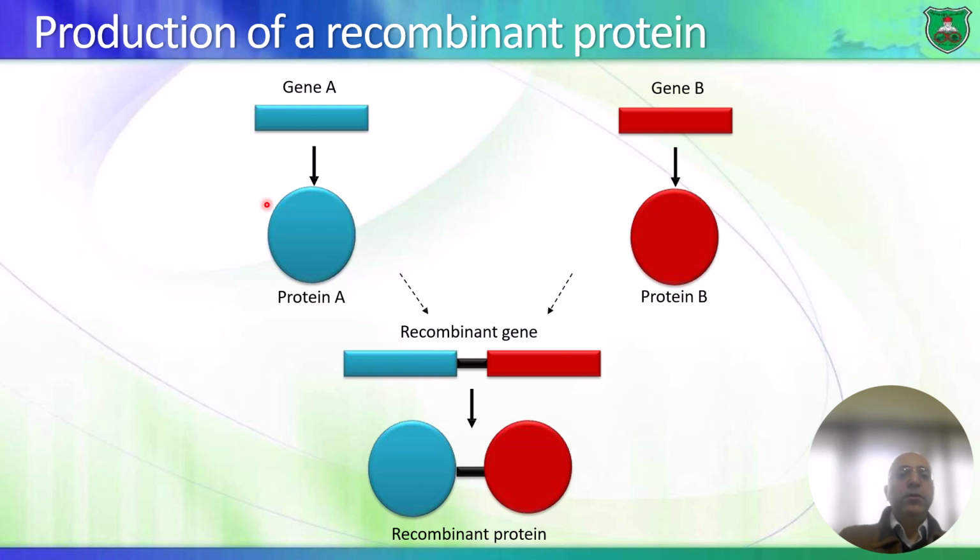And what we do is that, for example, we take gene A, gene B. Now, gene A will produce protein A, gene B will produce protein B. We can put them together as one gene. So, for example, we delete the stop codon right here, and we put the genes together so that when the protein is synthesized, synthesis of the protein does not stop here at the stop codon. So the synthesis of the polypeptide continues.